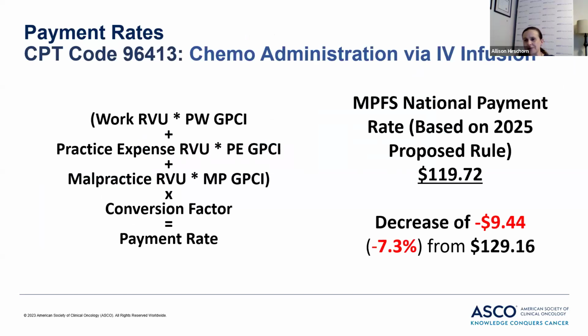Now you put everything together: the physician work RVU, the PE RVU, and the malpractice RVU. It would be multiplied by a specific GPCI, or geographic practice cost index, to come up with the payment rate. The sum of these items is also multiplied by the conversion factor for the total payment rate. In this case, we did the national payment rate for 96413. So for 2025, that will be $119.72, representing a decrease of negative 7.3% from $129.16. The actual rate will vary by state.